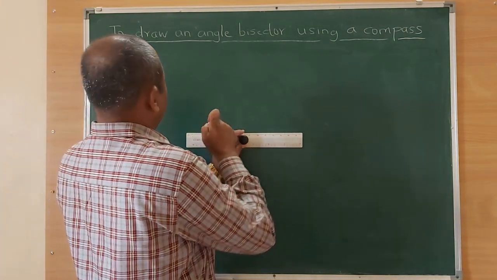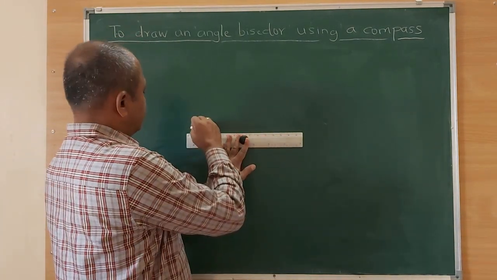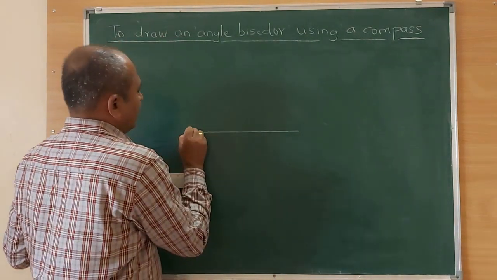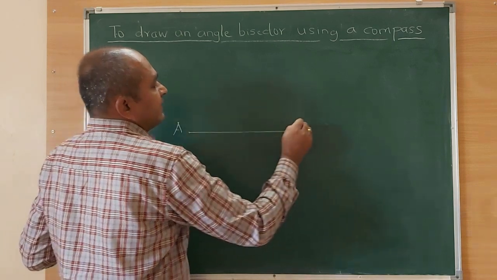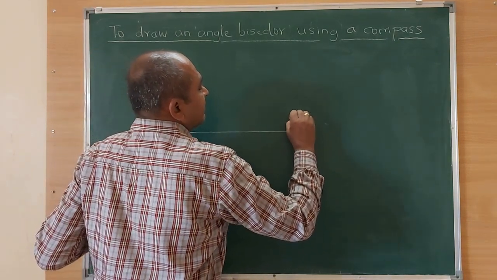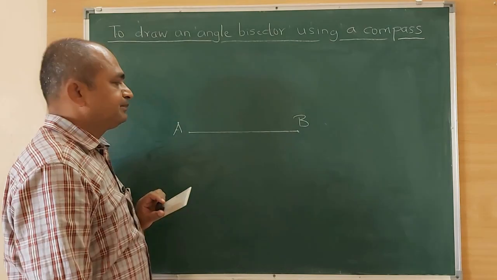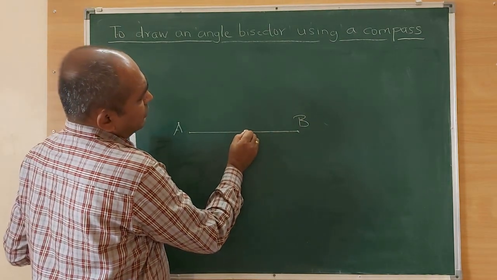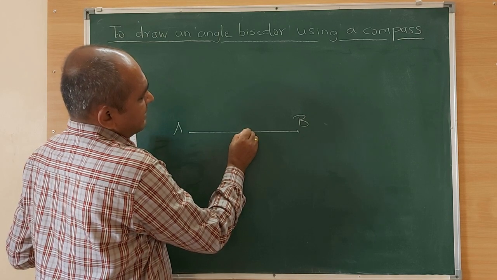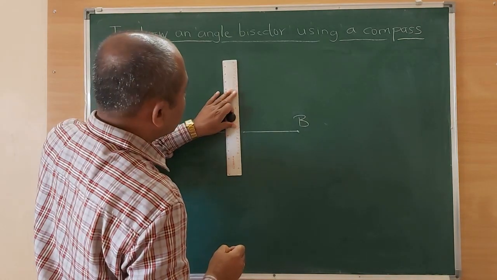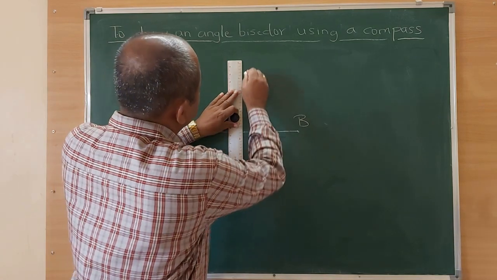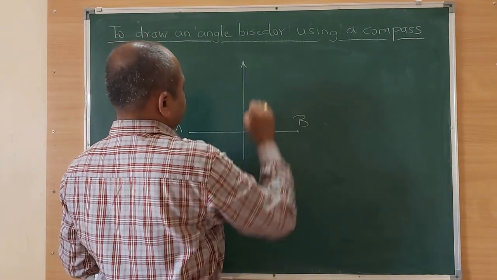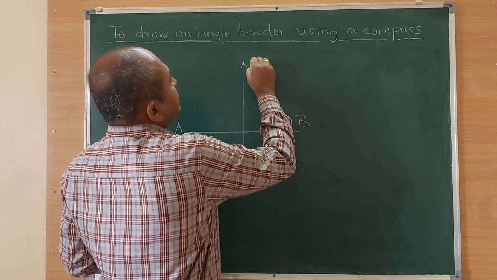Suppose here I am drawing one line segment. So let this line segment be segment AB, and exactly through the center of this line segment I am drawing one line here which passes through the center of this line segment. Say this is line L.